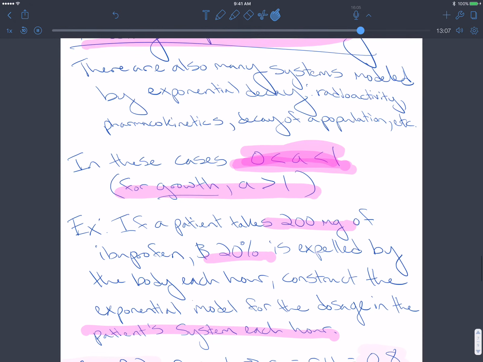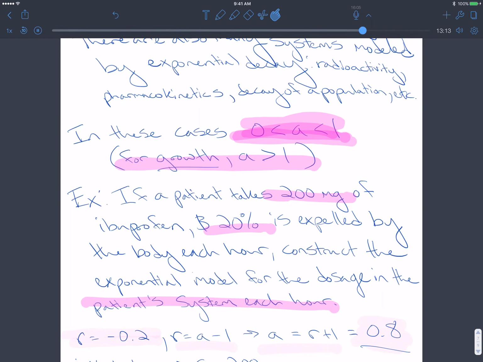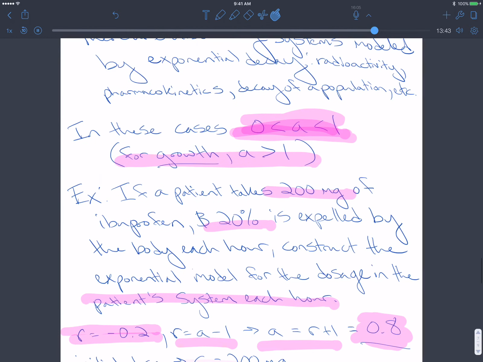So now we use that concept of the growth rate in the context of decay. If it were increasing by 20%, it would be positive 0.2. But if it's decreasing by 20%, our R value, which is our growth rate, will be a negative number. So negative 0.2 is R, and remember that R is A minus 1, so A will be R plus 1, or 0.8. It's consistent with what I said above, where A needed to be between 0 and 1, right? A is 0.8. We keep 80% of it at each time interval.